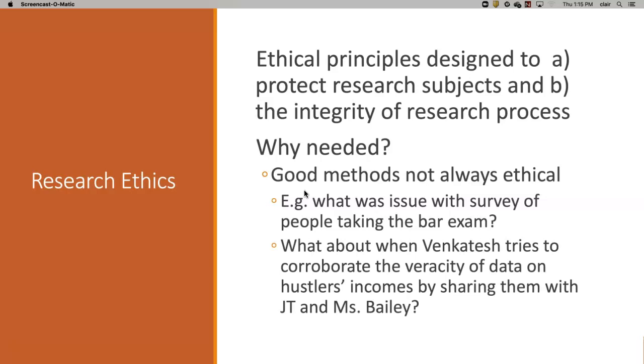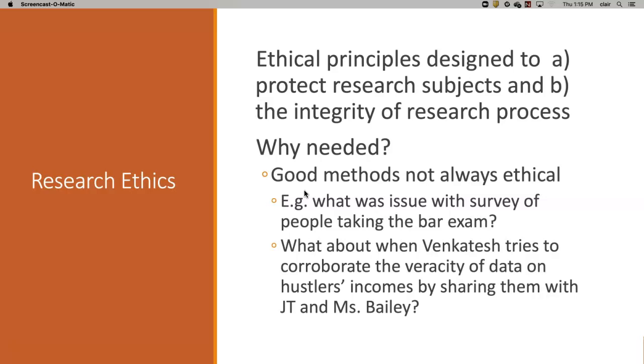Similarly, when Venkatesh tries to corroborate what he's seen in his Hustler studies with JT and Miss Bailey, from a methodological perspective, that's not a bad idea, because that's getting another source of information about a topic that he's studying. So it's a way of trying to triangulate his data. So methodologically, great idea. Ethically, a terrible idea for reasons that were pretty clear in the book.